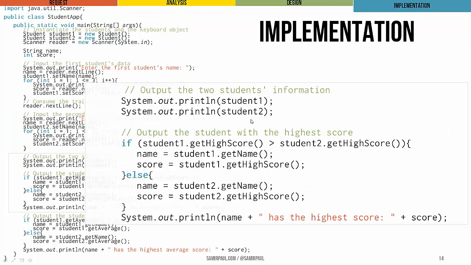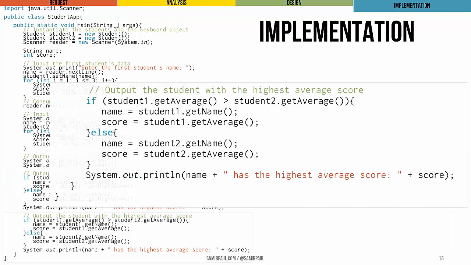Then you can see we print out the information for both students, implicitly invoking their toString method, and we figure out who had the highest score overall and print out that student's name and high score in this statement here. Last of all, we do the same kind of calculation, but this time for the average score. So we're getting both student objects' average scores, comparing them, based on that, deciding what to assign to our name and score variables, and then printing those out.